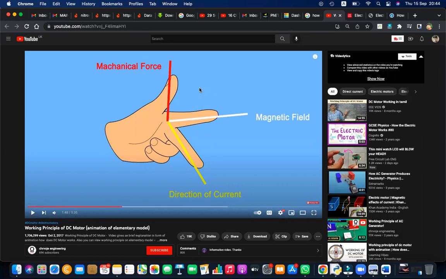90 degrees, right? Like you can see here, 90 degrees from here to here, and here to here also 90 degrees. You have to keep it like this.